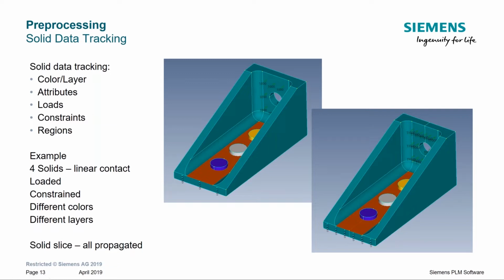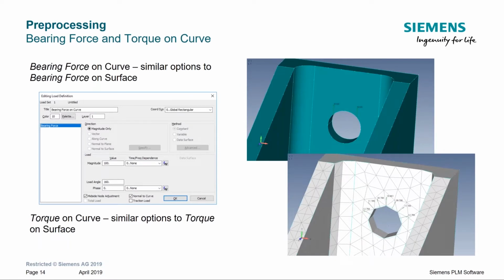We've added some new force abilities. Before, you could put force or bearing forces on curves, and torques, bearing forces and torques on surfaces. Now we've added the ability to do the same thing on curves for both the bearing force and the torque. In the past, you pretty much had to use either a function, a variable, or a data surface.